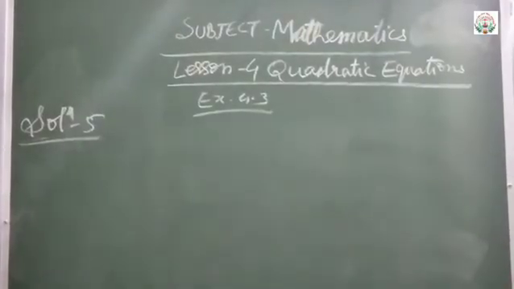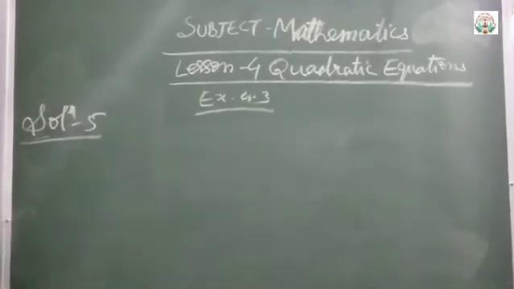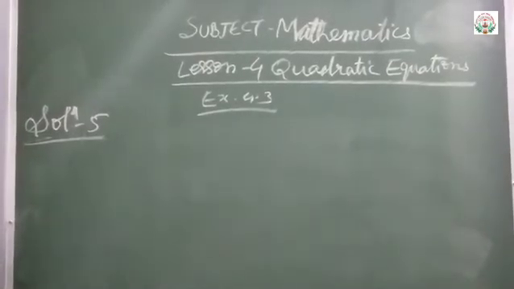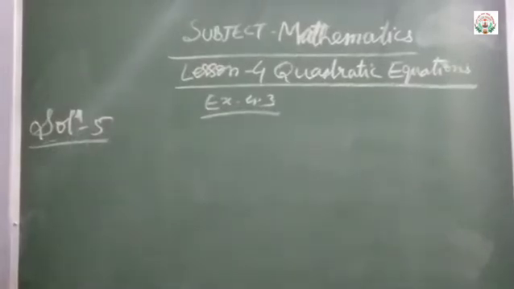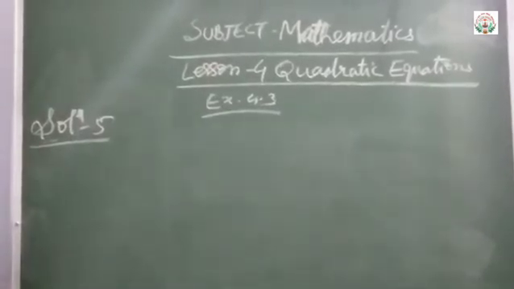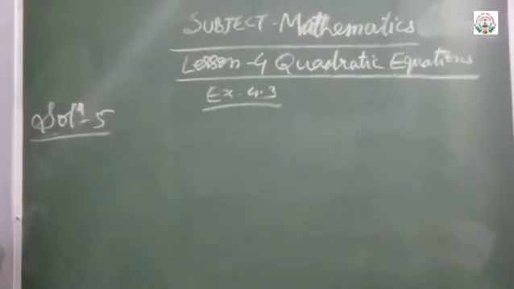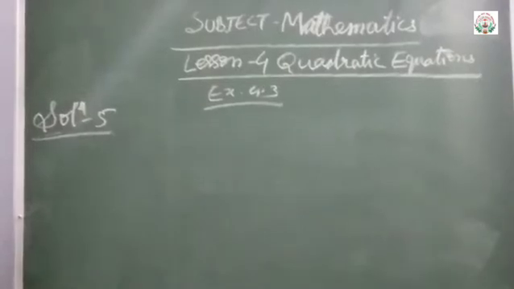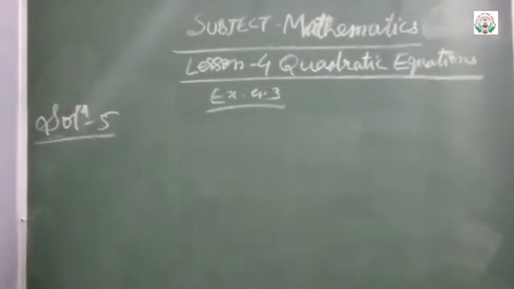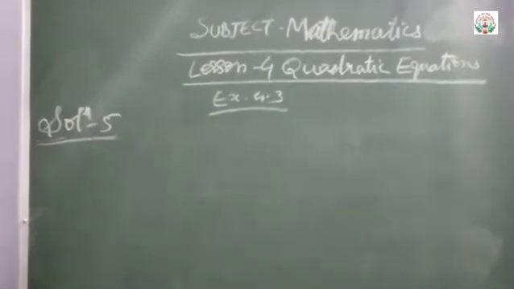Yes. Now the fifth question is: in a class test, the sum of Shefali's marks in mathematics and English is 30. Sum of mathematics and English is 30. Had she got 2 marks more in mathematics and 3 marks less in English, the product of their marks would have been 210. Find her marks in both the subjects.